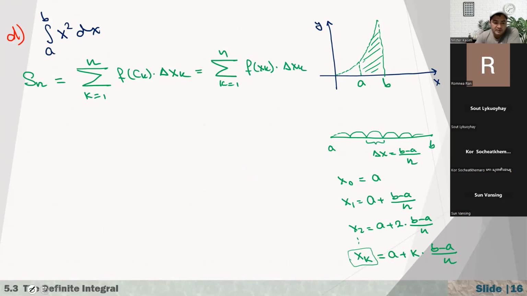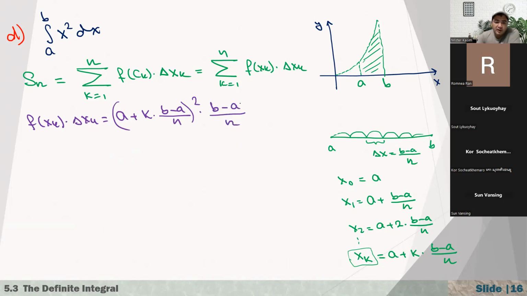And let me just write the value of this thing. What is f of x sub k times delta xk? That's equal to f of xk, our function is x sub k squared, and delta xk. So what is x sub k? X sub k is equal to a plus k times b minus a over n, squared, times delta xk. And delta xk is equal to b minus a over n.